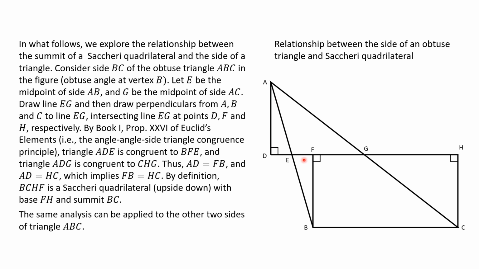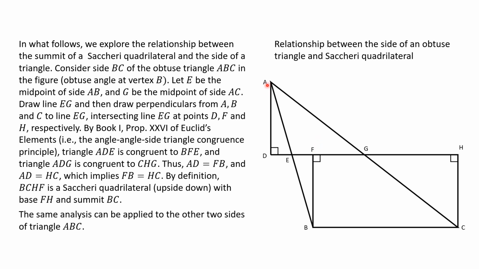So this triangle and this triangle here, we have an angle here. These are both 90 degrees. And then, of course, this angle here and on the other side of it is the same. And then we have this side here, AE is equal to EB. That was the way we constructed it. So in other words, triangle ADE is congruent to BFE from the angle-angle-side congruence principle. And that means that these two are congruent.